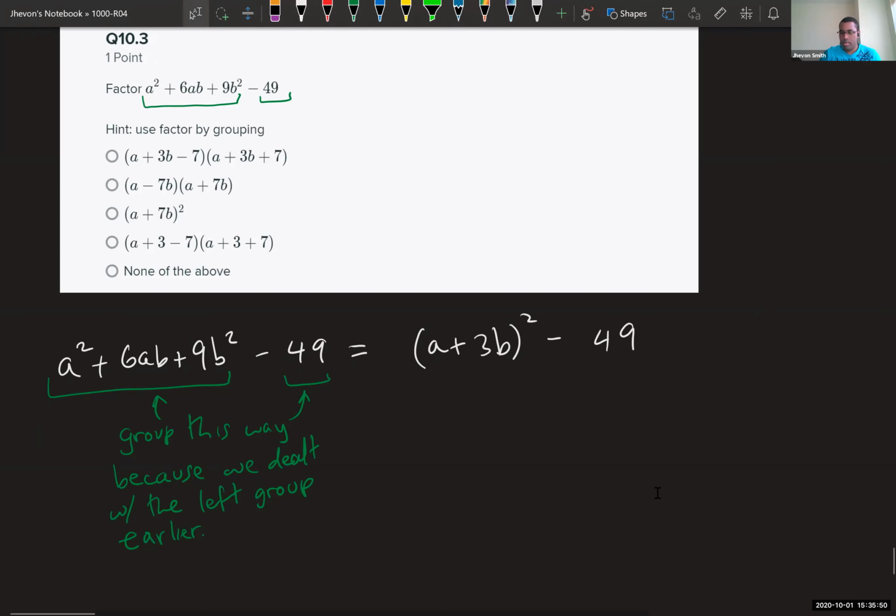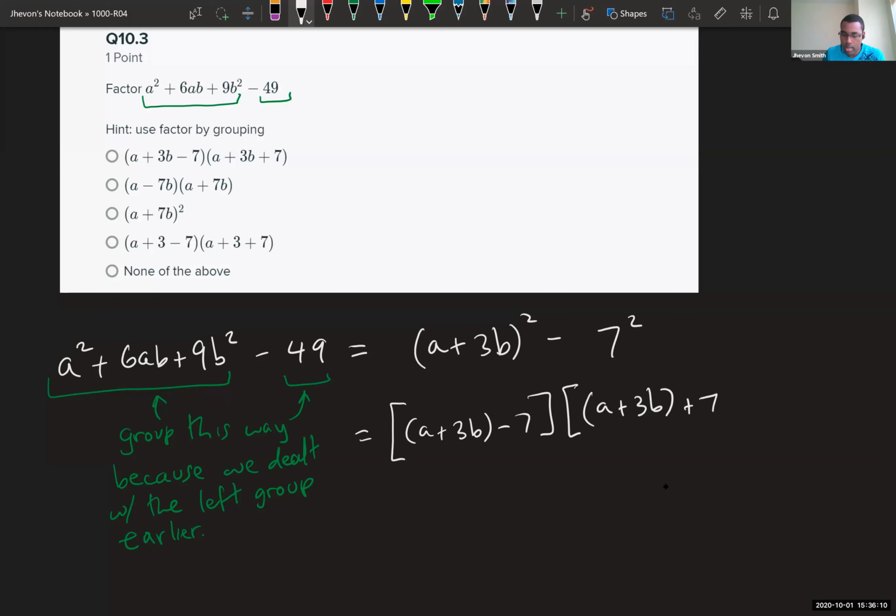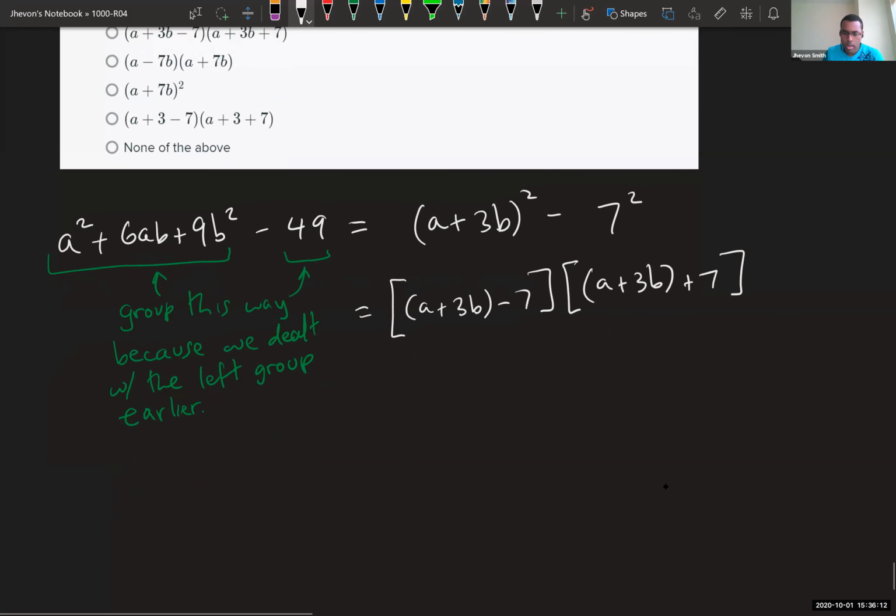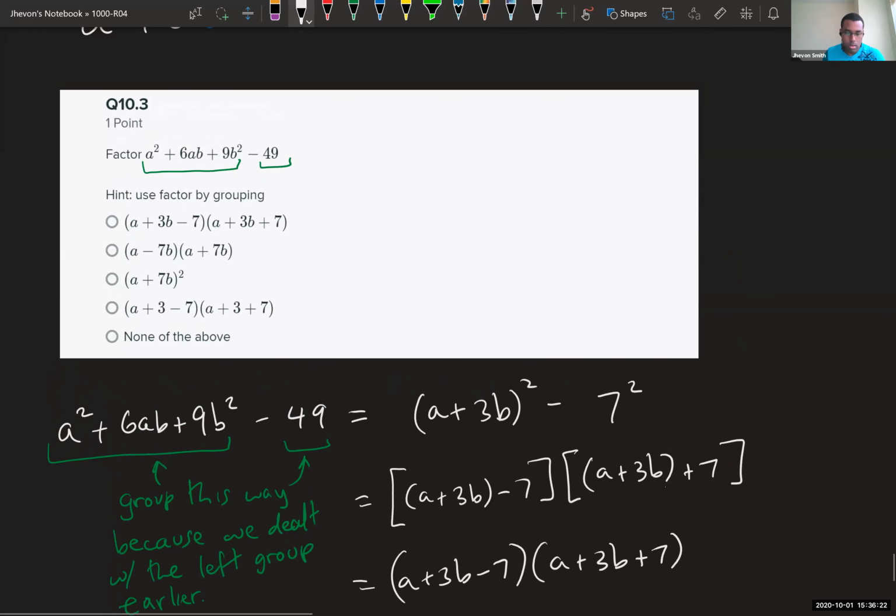It's the difference of squares. Difference of squares. 49 is actually 7 squared. So it's the difference of squares. So I can break this down into the first thing minus this times the first thing plus that. So that gives me a plus 3b minus 7 times a plus 3b plus 7. And that is the first option.